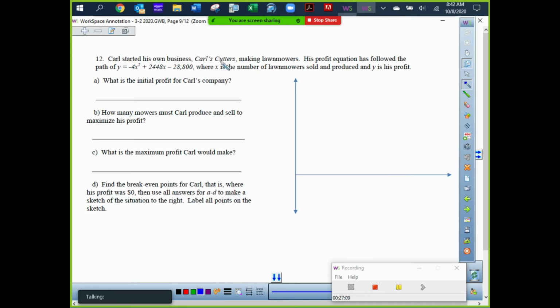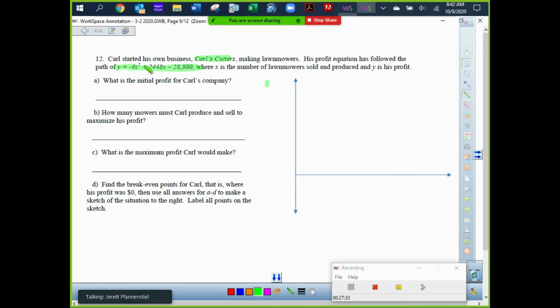Carl started his own business. Oh, Carl's Cutters. I hope you find enjoyment in all the creative names I came up with for all these people's businesses. So, Carl's Cutters. Guess what Carl sells at Carl's Cutters? Lawnmowers. How creative. His profit equation has followed this path. I'll talk about where this comes from in a little bit.